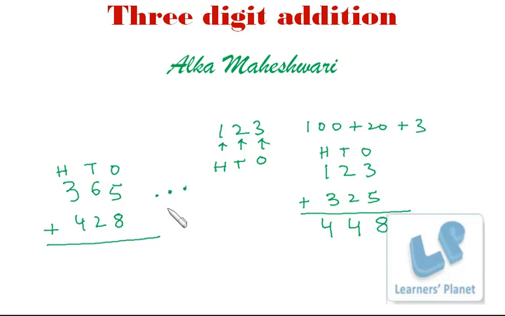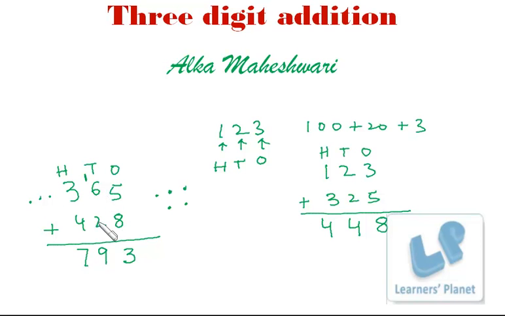8 is in your mind, 9, 10, 11, 12, 13. So 8 and 5, 13. Write 3. 1 should be carried. Then 6, 7, 8, and this one 9. Okay. Then 3 and 4. 4 is in your mind. 5, 6, 7. So it is 793.